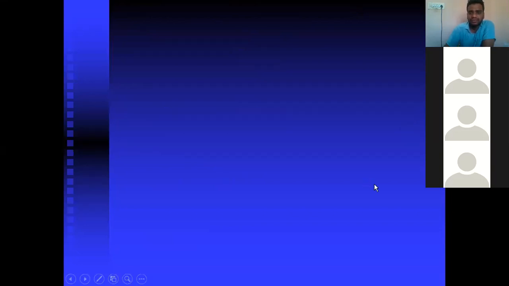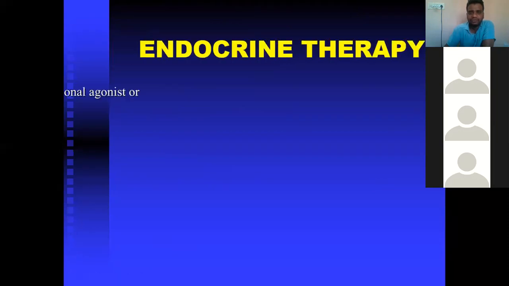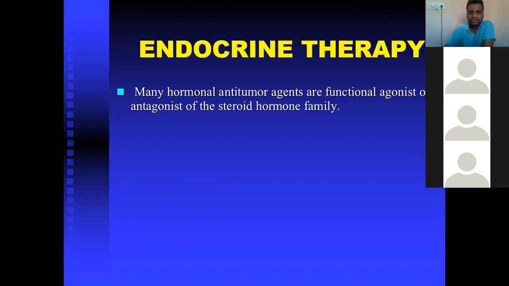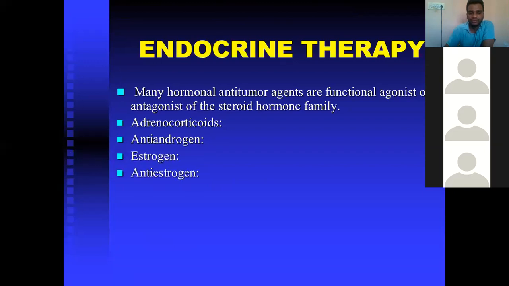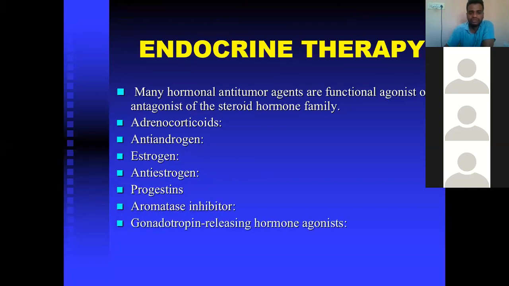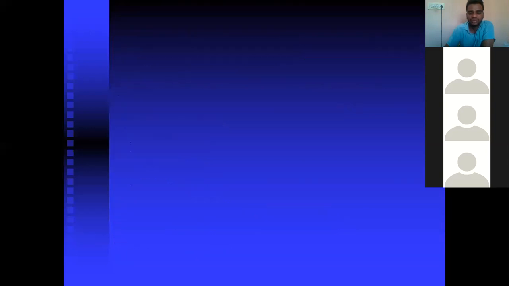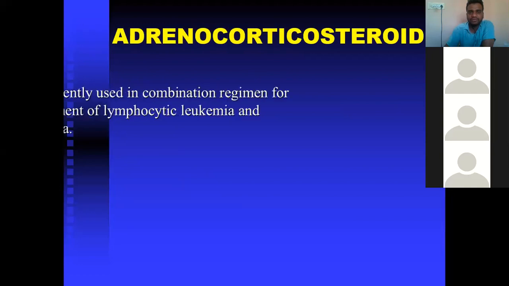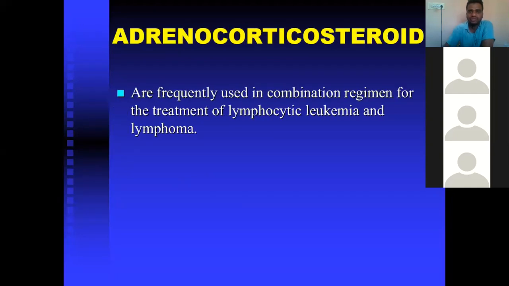So endocrine therapy, we can give many hormonal therapies. I think you already know about many of such drugs. We use many agonists or antagonists, like anti-estrogen for estrogen, and for progestin we use anti-progestin. We have aromatase inhibitors. We have gonadotropin releasing hormone agonists. We have somatostatin analogs. Then adrenocorticosteroids, as you saw in the regimens like MOPP, CHOP.